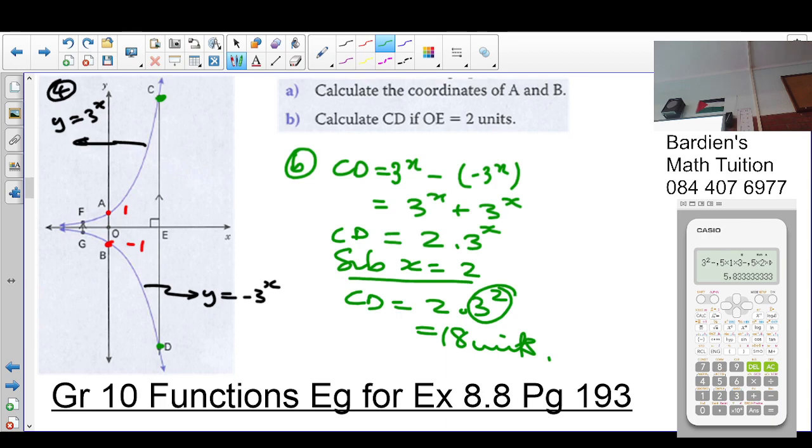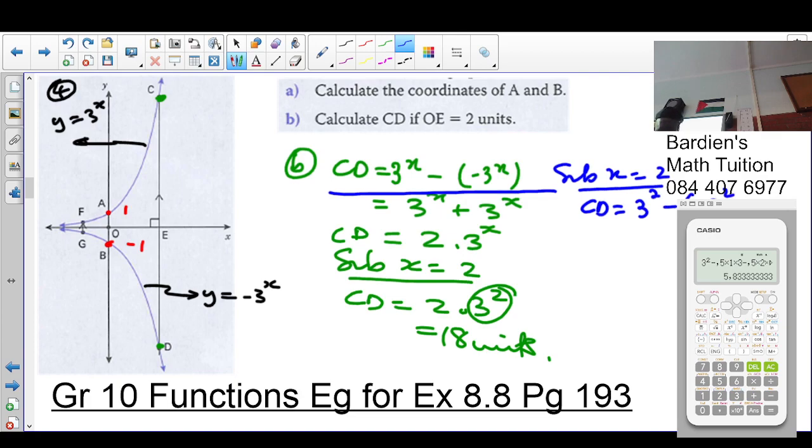Okay. You guys understand? People, you didn't have to go all the way here. If I had this, then I could have substituted x equals 2 already. Then I would have gotten CD equals 3 squared minus open brackets negative 3 to the exponent 2. It's going to give you the same answer, 18 anyway. Okay?